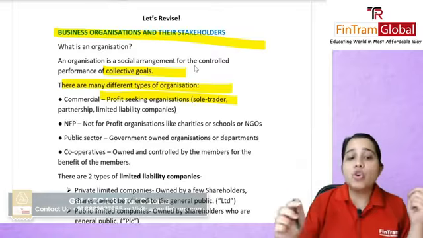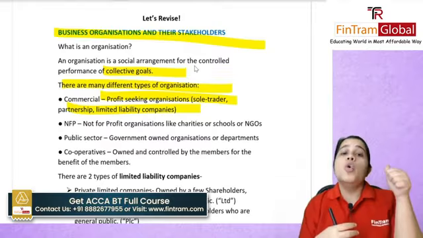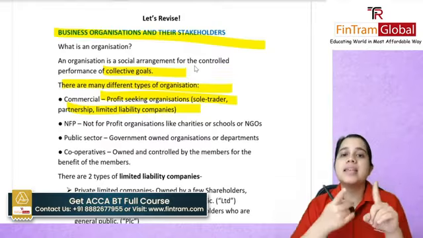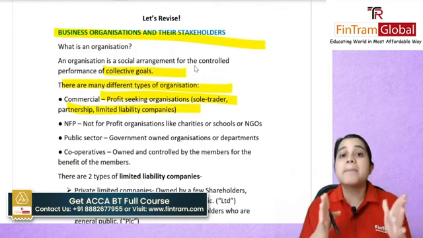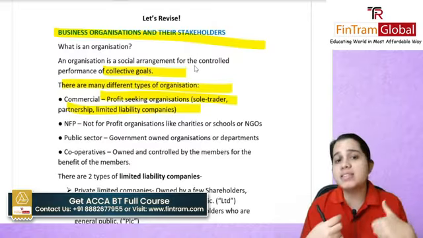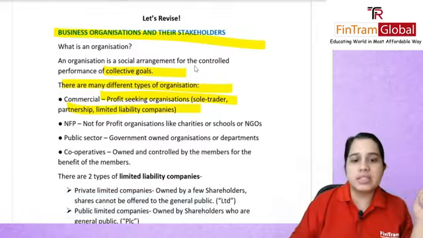Here we covered our sole trader, our partnership, limited liability company. So sole trader was owned by one person and liability was of one person. The business and the person is not considered separate. Then we had partnership, 2 or more people might come together and do business. And we had limited liability companies, wherein there were 2 types, which we'll just see now.